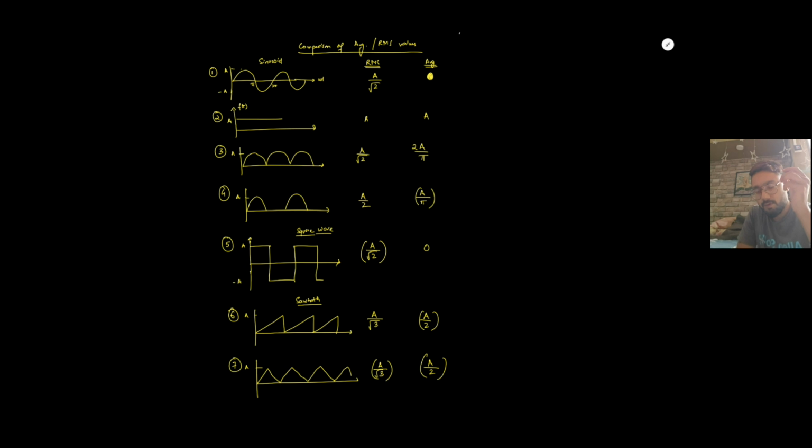Okay, so we have discussed how to find the average and RMS value of current or voltage, basically for any waveform. After that we will check why we need the RMS value, since we understand the average value. So we'll discuss that.